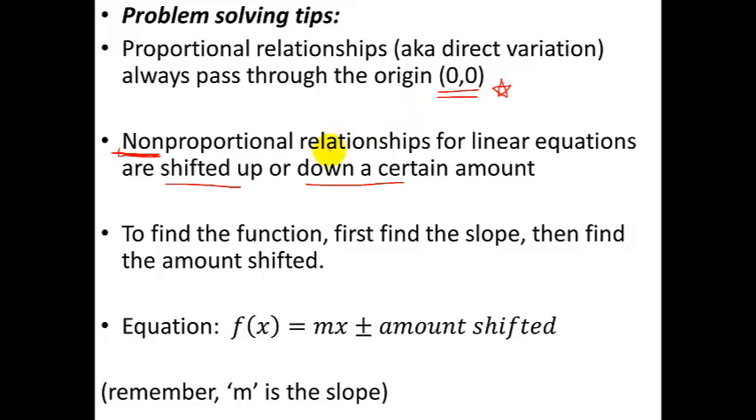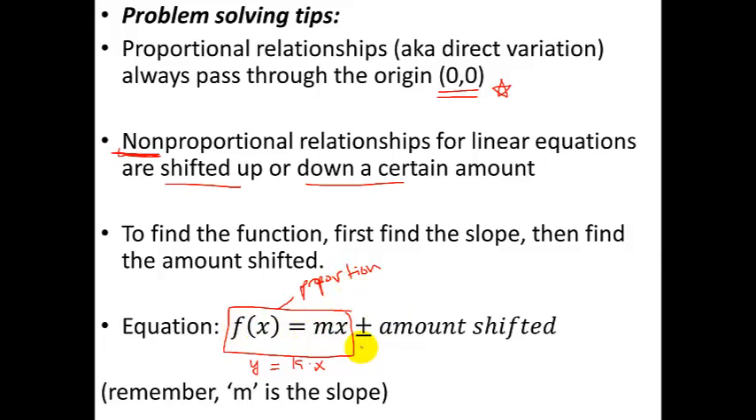So if you want to find the equation for these non-proportional relationships, the way you do it is you first start off by finding the slope. And you look at this part here. This part is your proportional part, and this is what you have for direct variation. Instead of f of x, we called it y equals, and instead of the slope, we called it k times x. But really here, it's just y equals kx, f of x equals mx.